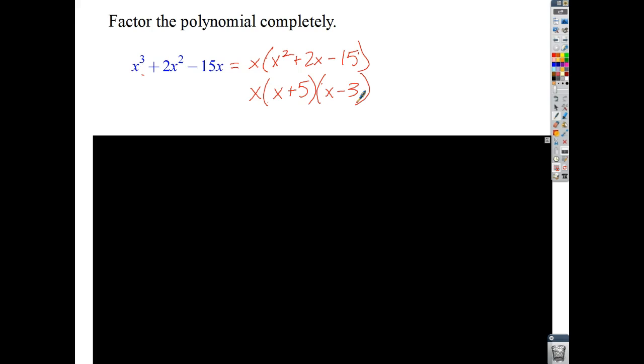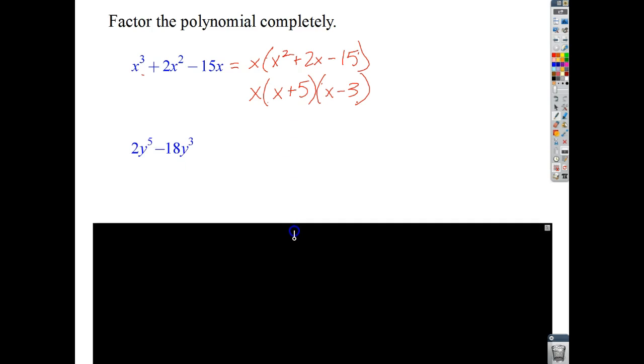You're going to have to excuse my board being really weird right now, and my pen is being extremely sensitive. Hopefully it'll get better here. But now I have this thing factored all the way. It's been factored completely.